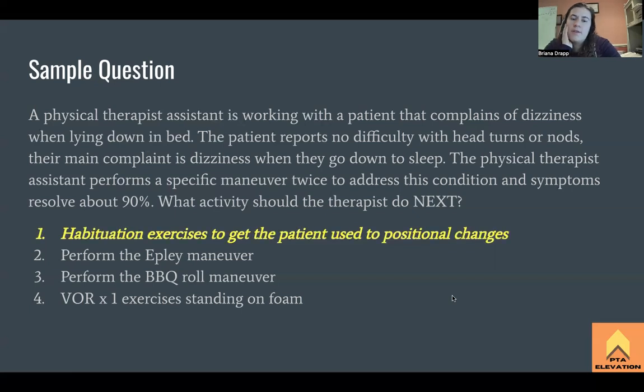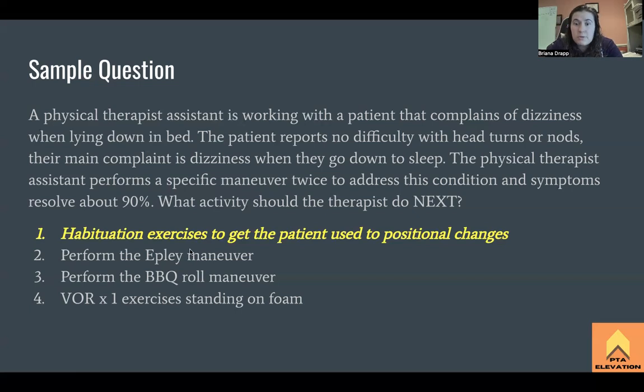All right, so our answer is going to be those habituation exercises to get the patient used to positional changes. Our patient is mainly complaining about when they go to lay down that they get dizzy. They said, I feel good with head turns and nods, so we don't really need to do that one. That's not really addressing the impairment. We're not doing the barbecue roll because they said laying down in bed. So going down in bed to lay down, that's going to be posterior canal. If it was rolling over in bed, we'd think horizontal canal. So it's not going to be horizontal canal because it's laying down.